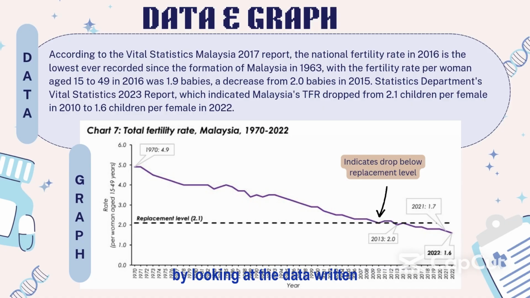By looking at the data written, it says that the national fertility rate in 2016 is the lowest ever recorded since the formation of Malaysia in 1963. This further shows the worrying speed of how fast the infertility rate rises. As an extra fact, a replacement level refers to the total fertility rate required for a population to maintain its size from one generation to the next. Isn't that interesting? Now, let's learn more about artificial insemination.